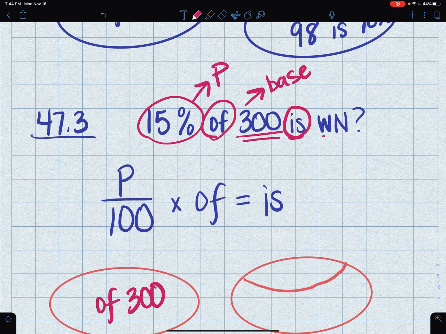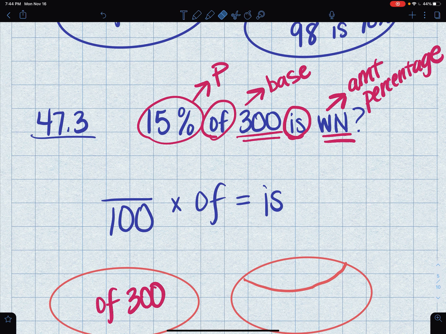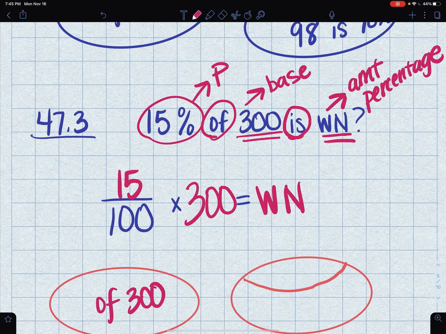Now, is what number? Is identifies the amount or the percentage. Okay, so now let's plug these in. For P, I'm going to plug in 15 for 15%. For of, I'm going to plug in my base, which is 300. And for is, that's the unknown that we're solving for, so I'm going to plug in W N for what number. Now, this is just simple arithmetic. It's going to be 15 times 300 divided by 100.